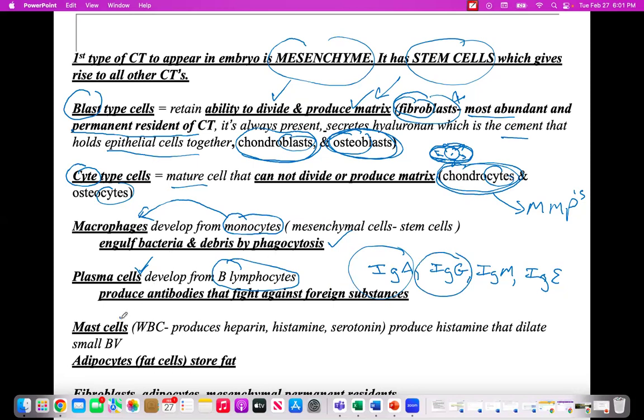In connective tissue, we have mast cells. Mast cells are a type of white blood cell, and it produces heparin. Heparin thins the blood. It produces histamine, and histamine dilates your blood vessels.